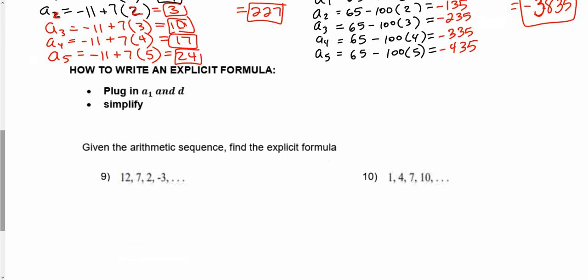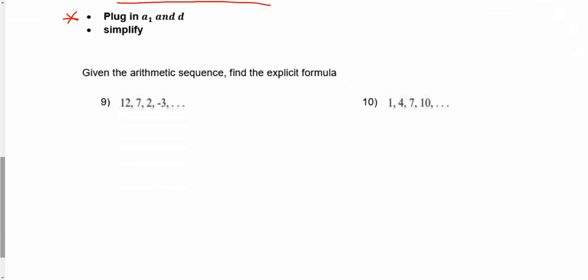Last thing you're going to have to know how to do, write your own explicit formula. Now, your explicit formula comes from the nth term formula. All you have to do is plug in the first term and the common difference and then simplify. Simplify in this case means distribute and combine like terms. So here's a simple example. See if I can remember the formula. A sub n equals A sub 1 plus d times n minus 1. That right there is the nth term formula. All we have to do is plug in A sub 1 and the common difference.